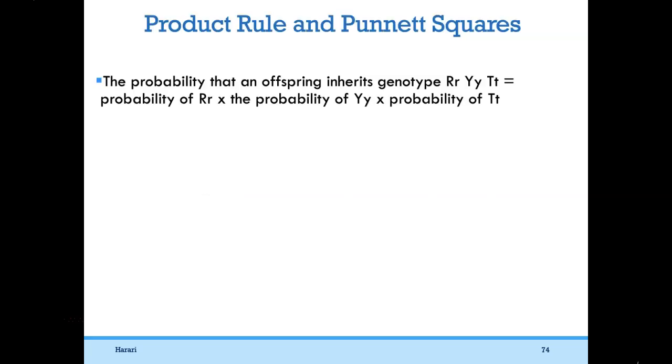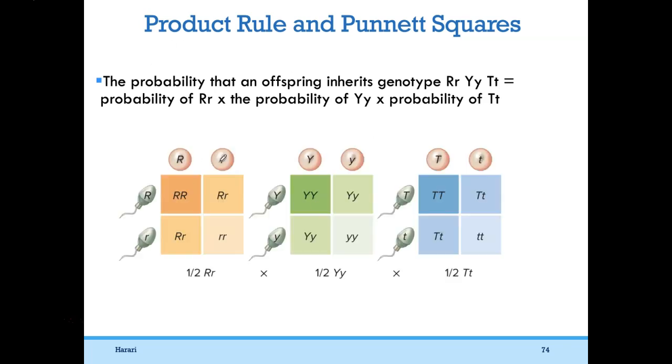So the probability that an offspring inherits that genotype is the probability of having big R little r times the probability of having big Y little y times the probability of having big T little t. So what we could do is construct separate Punnett squares. We can have one for the big R little r times the big R little r, one for the big Y little y, and one for the T's. And then we're trying to figure out what is the probability of getting offspring with this combination of alleles.